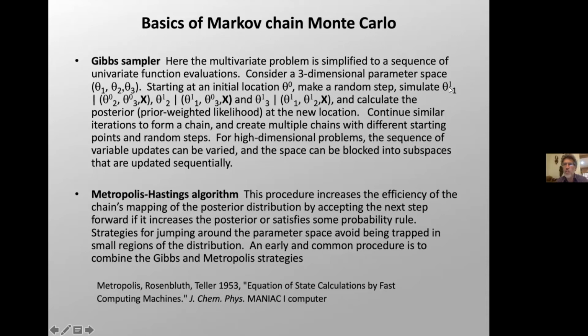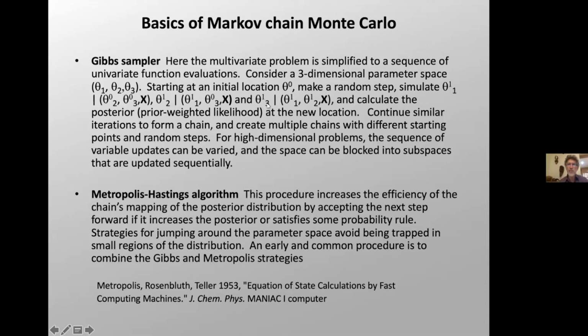For the new value of the first variable, holding the other ones fixed. And of course, you have your data. Okay. And then make another step in the second variable, holding the first one and the third one fixed. Notice the first one's already been updated, but the third one hasn't. And then update the third dimension to its new location, holding the other 2 fixed at their new location.